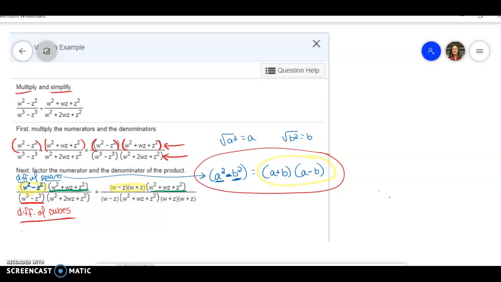Now, difference of cubes, I can only factor when I have a difference of cubes, meaning something in this form. When I factor them, I like to use what I call SOAP. We're going to factor using SOAP.